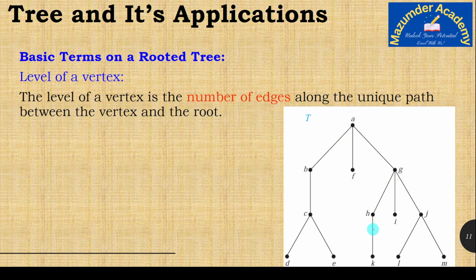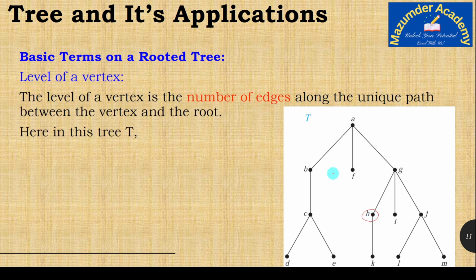For example, say you consider H. You want to know what is the level of H. So from the root, there will be a unique path, only one path that will reach H. And you count how many edges are required, how many edges connect the root to that vertex. So 1 and 2. 2 edges connecting the root to the vertex H. Therefore, level of H is 2.